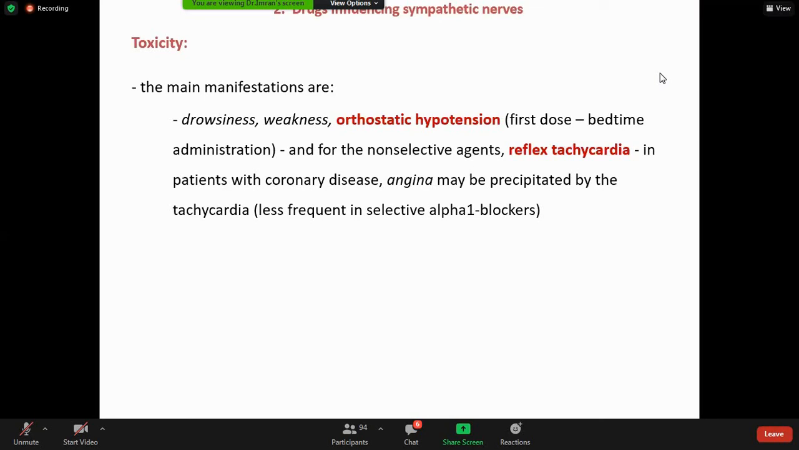Now, if we use the non-selective alpha blockers, why are there increased chances of reflex tachycardia? Because when we say non-selective antagonists, what does it mean? They not only block the alpha-1 receptor, but also block the alpha-2 receptor. Now tell me, what will happen if we block the alpha-2 receptors? First of all, you must know the normal activity of alpha-2 receptors. Then we will be able to compare the antagonistic activity.